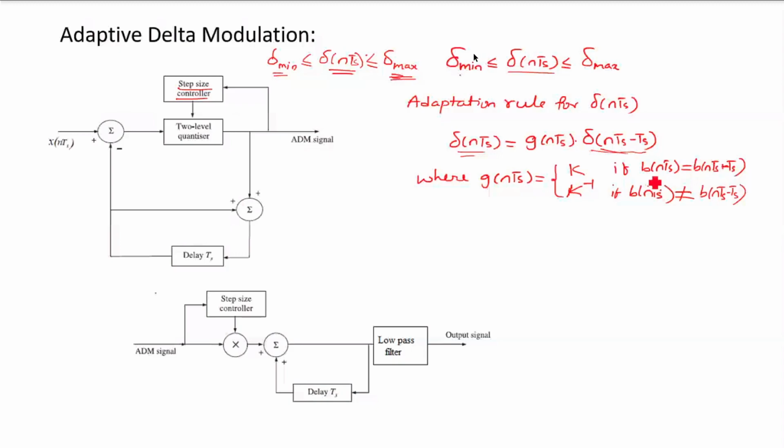What is this? What this indicates? B of n into ts equal to b of n into ts minus ts. Can anybody tell me, Yuvraj? Sir, it means that if the current output is the same as the previous output, no scaling is required. Encoded output. Okay. If I have one, I mean, past value, and if past value is 1, present value is 1, right? So past value is 1, present value is 1.